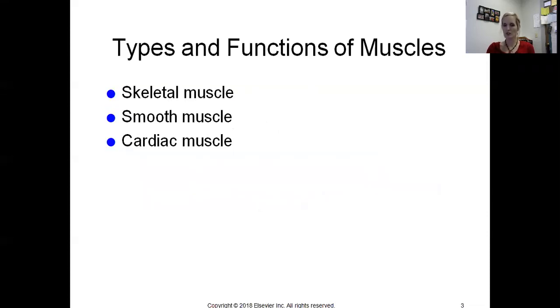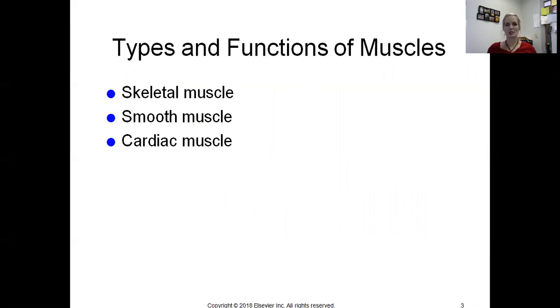Okay. So let me show you guys this. So just a reminder, we have 3 different types of muscle tissue. We have skeletal muscle. I want you guys to know where we find skeletal muscle. And hopefully guys, you can tell by the name, the skeletal muscle is found on the skeleton. It is the muscle that's responsible for moving our bones.